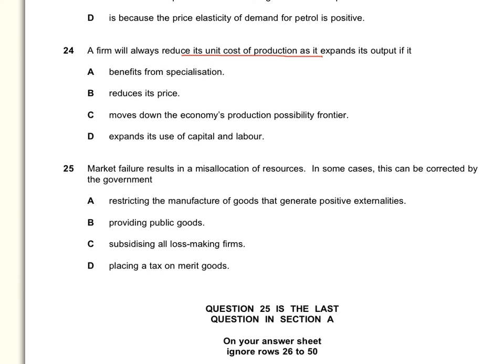Final question, 25. Again, the 9th question to do with market failure on the paper. So market failure results in a misallocation of resources. Well, again, go through the options. How do you correct it? Well, the first option is nonsense. How would subsidising loss-making firms correct market failure? Taxing merit goods would not correct market failure. So actually, one of the things that governments can do to correct market failure is provide public goods where there is a missing market.